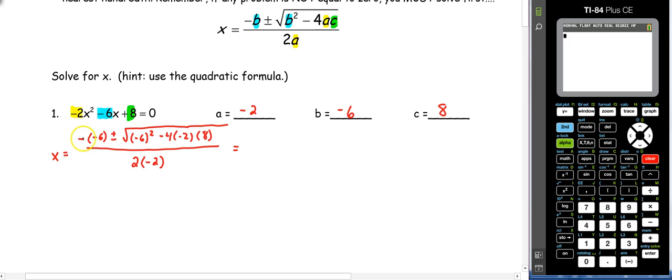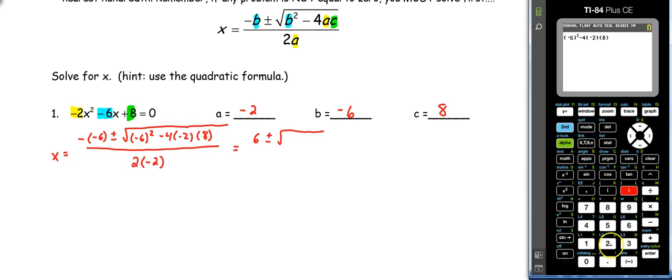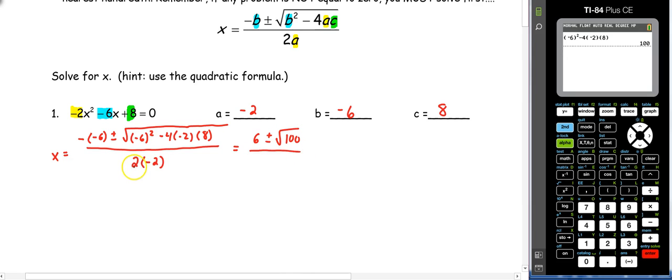So now we're going to simplify this. So first I'm going to look at, I have -6. Remember, two negatives make a positive, so we have 6 plus or minus the square root. So we're going to use the calculator. Make sure you're using your parentheses for under the square root. So I'm going to type in parentheses -6 squared minus 4 times -2 times 8. So notice that I had parentheses in my problem. I used parentheses in the calculator to get a number. So I have 100. So I'm going to do plus or minus the square root of 100. And then on the bottom, 2 times -2 is -4.